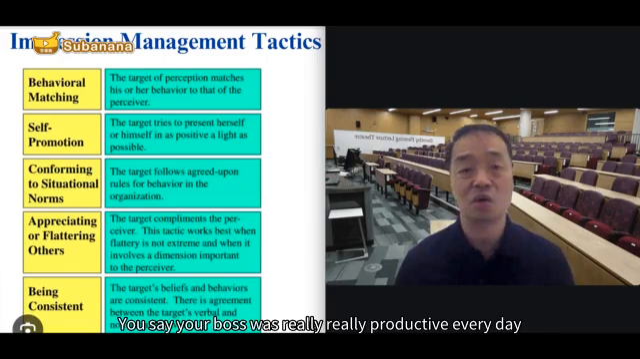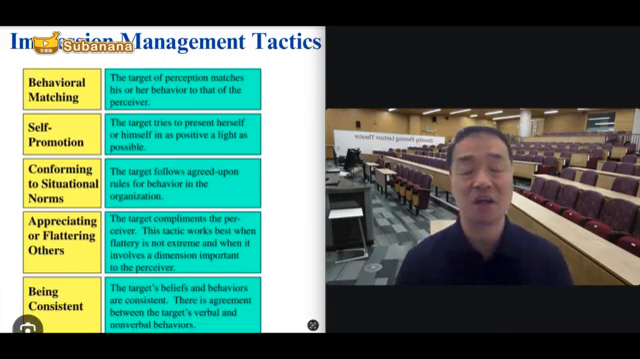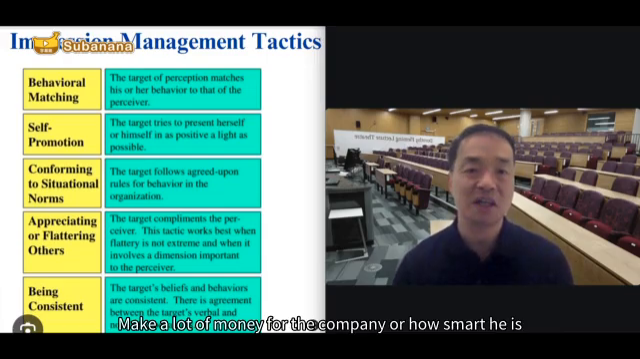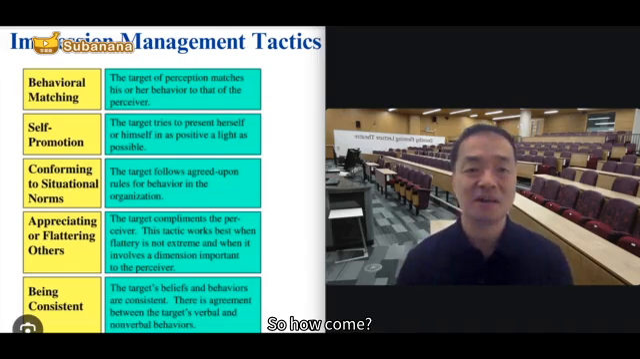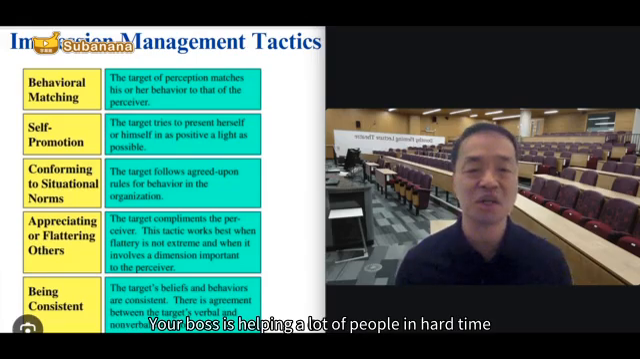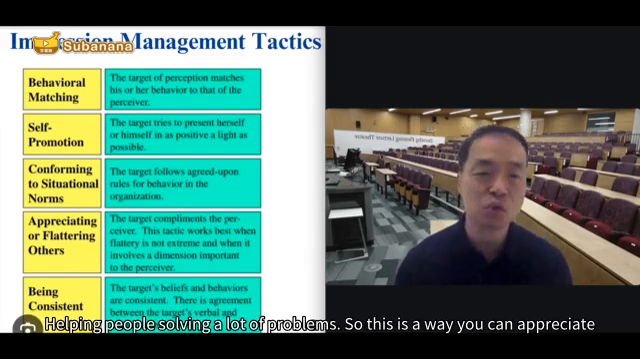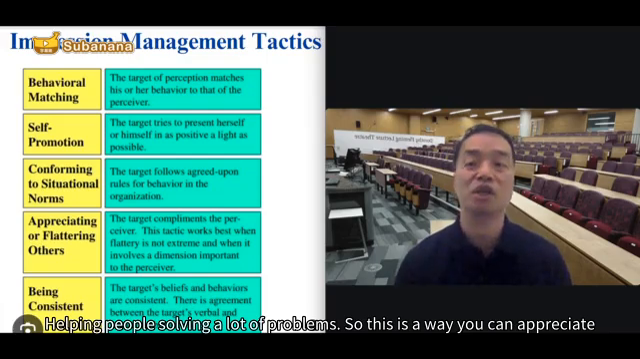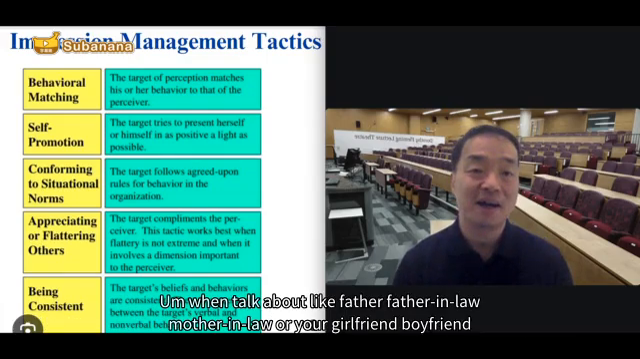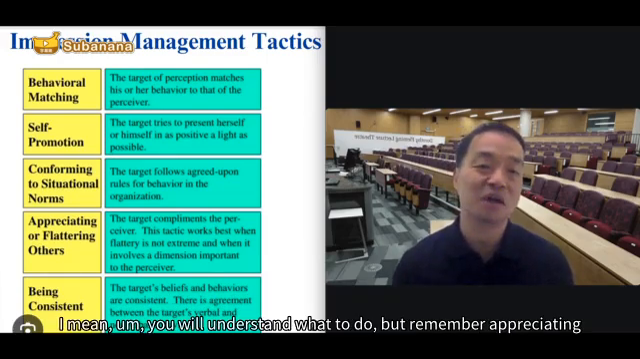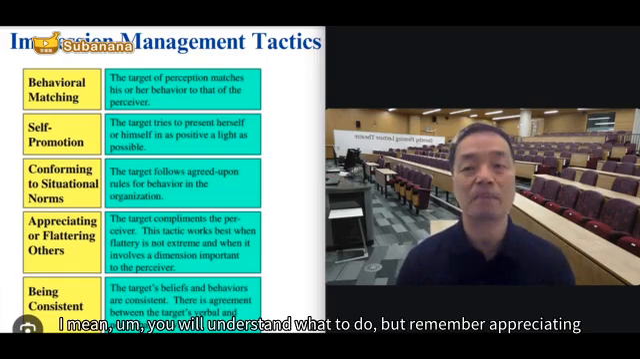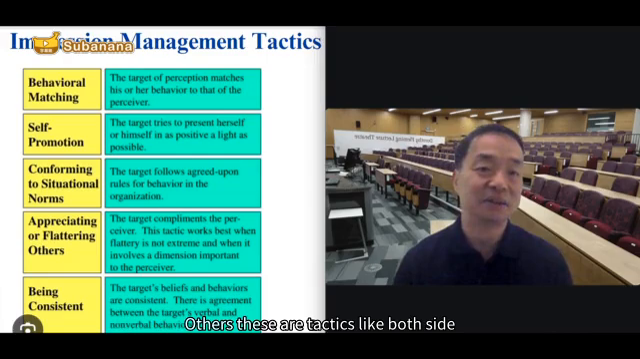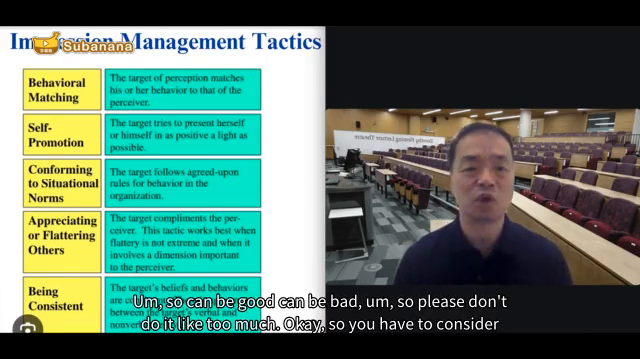For example, you say your boss is really productive every day, makes a lot of money for the company, or how smart he is. Or how charming your boss is, helping a lot of people in hard times, helping people solve a lot of problems. So this is a way you can appreciate your boss. When talking about a father-in-law, mother-in-law, or your girlfriend or boyfriend, I mean, you all understand what to do. But remember, appreciating others is a tactic with two sides. It can be good, it can be bad. So please don't do it too much.